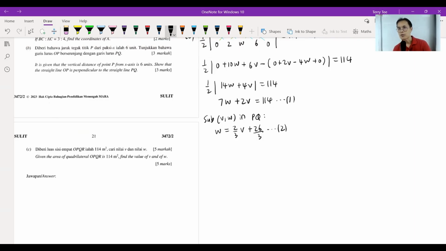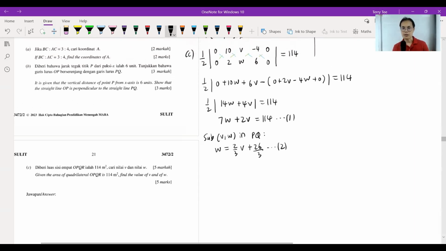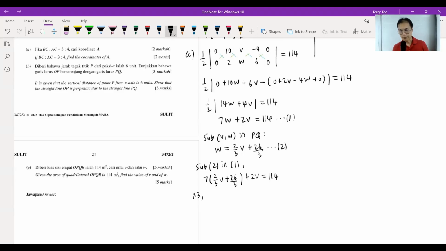Okay, so what we need to do is to solve them simultaneously. Selesaikan secara serentak. We sub equation 2 inside equation 1. Ganti persamaan 2 dalam persamaan 1. Your W is 2 over 3 V plus 26 over 3, plus 2V. What's your V? I don't know. The result is 114. Supposed to solve for V. For me, I'll multiply everybody by 3. At the same time, we multiply the 7 inside. So this is 14V plus 182.